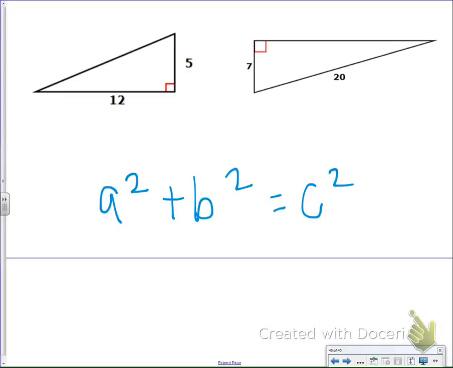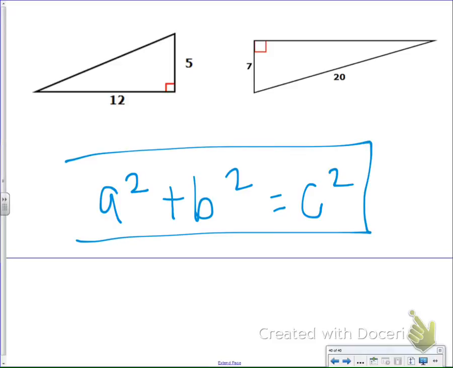Okay, so now we're a little bit familiar with the Pythagorean theorem, and we want to make sure that we know how to use the formula. Again, our formula is a squared plus b squared equals c squared. Remember, a and b are always going to be your legs. It doesn't matter which one is which because you're adding, and you can add in any order to get the same number.